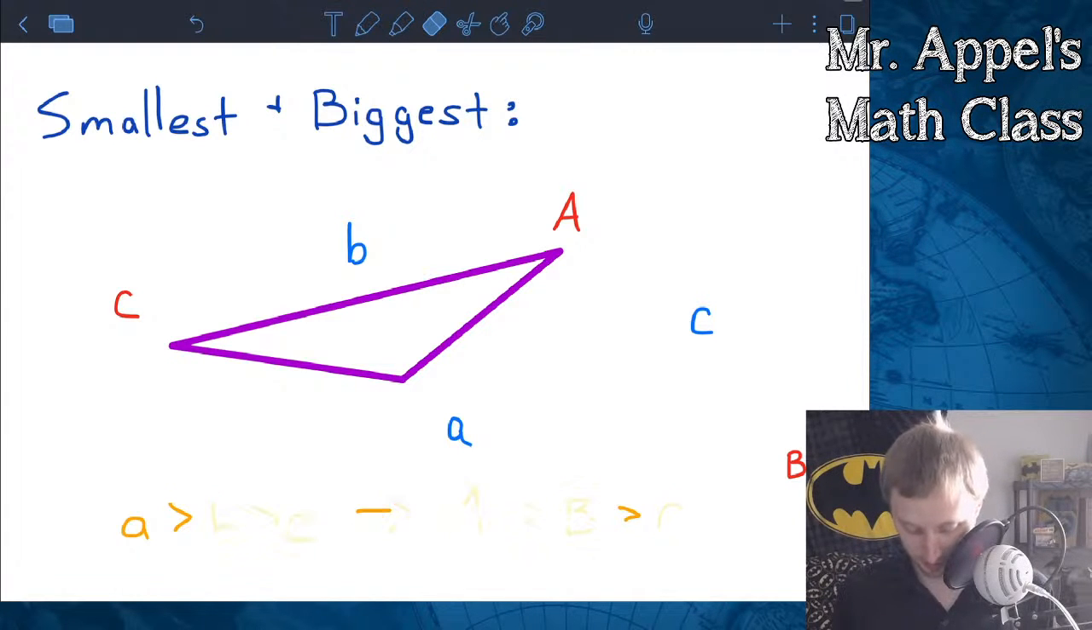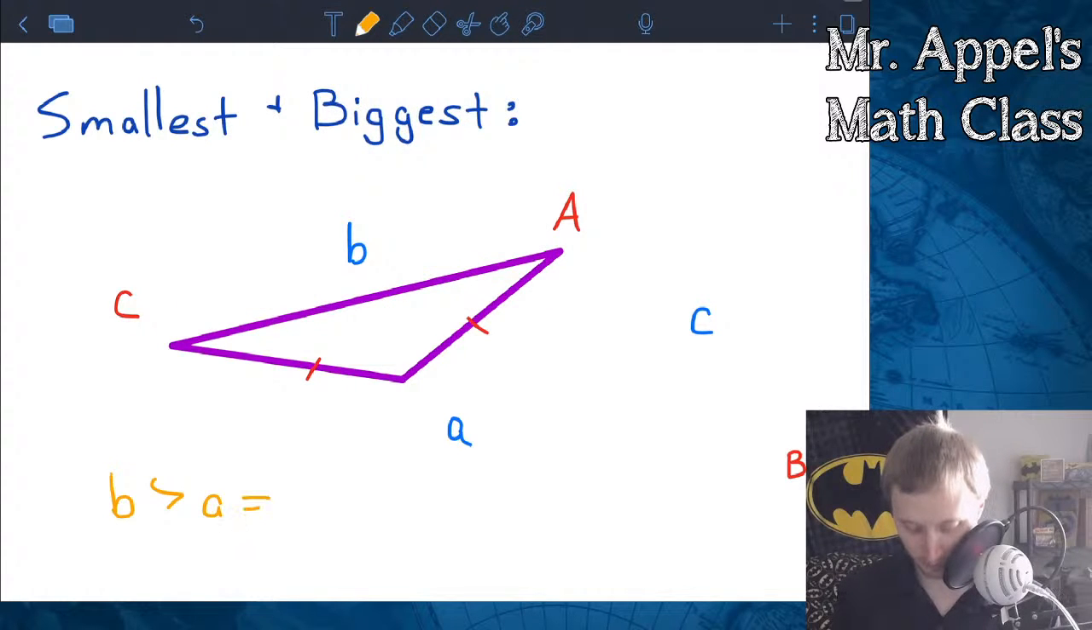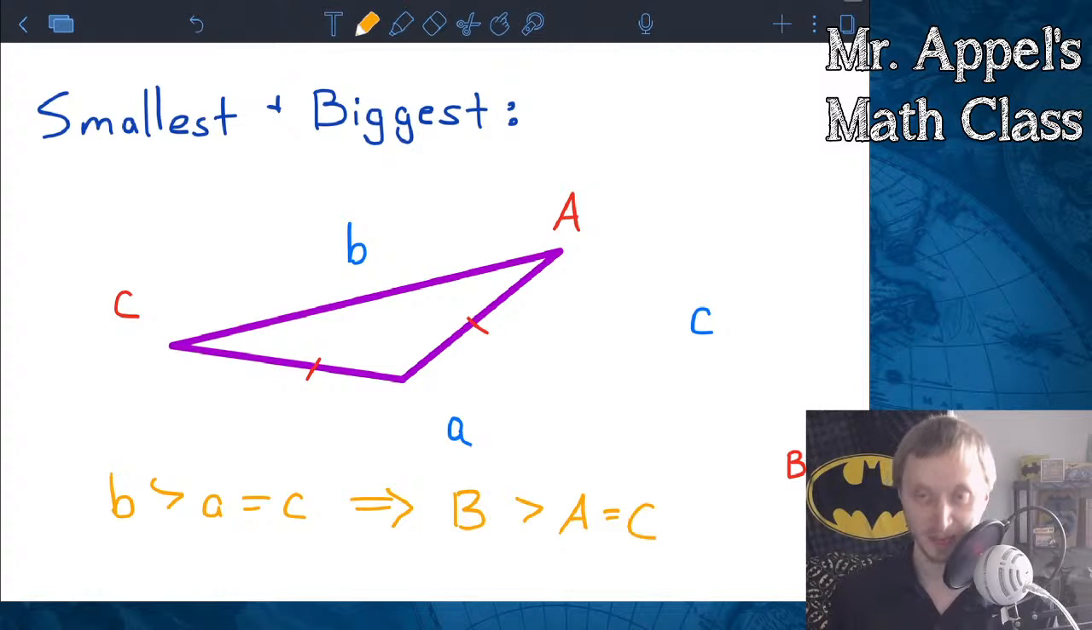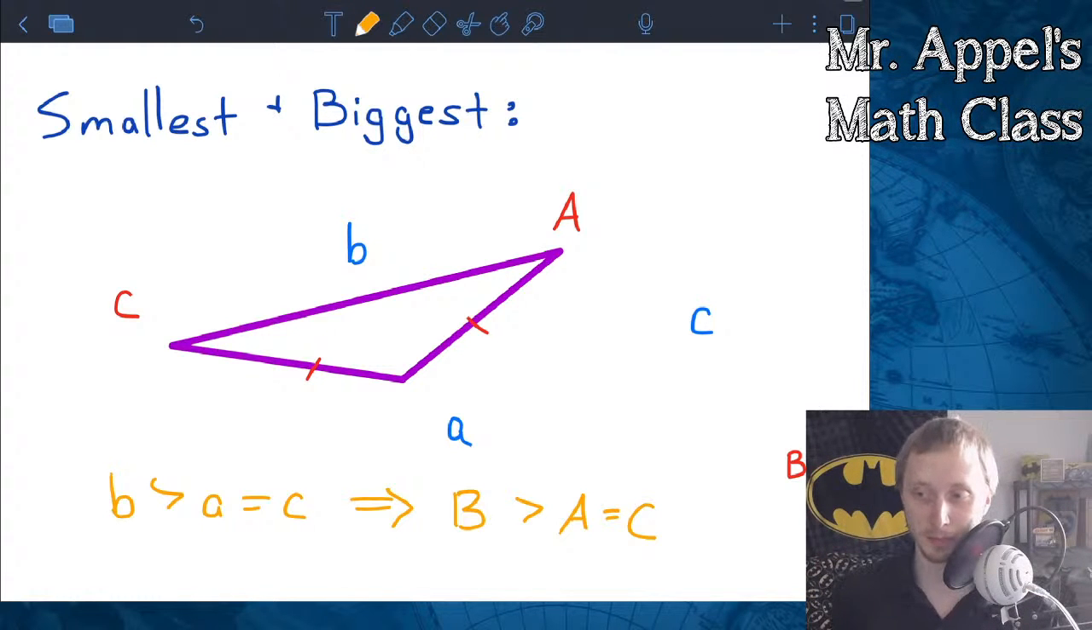Let's write a new equation here then. Let's go with what we do know. We know B is the biggest, and it's greater than, why don't we set it up as such? Let's mark it. Hey, this is an isosceles triangle. A and C are equal length. That's okay. That's going to tell us that angle B is the biggest, and it's greater than angle A, which is equal to angle C. It still holds up, right? We can still transfer the relative sizes of sides to the relative sizes of angles, even when one of them is equal.